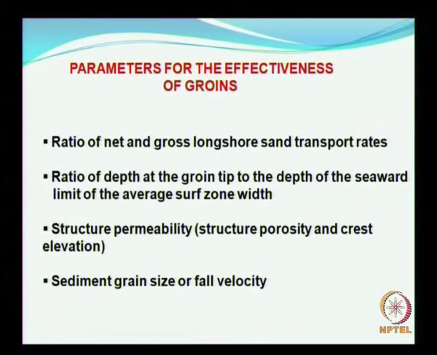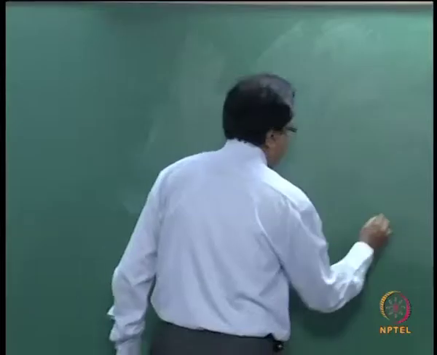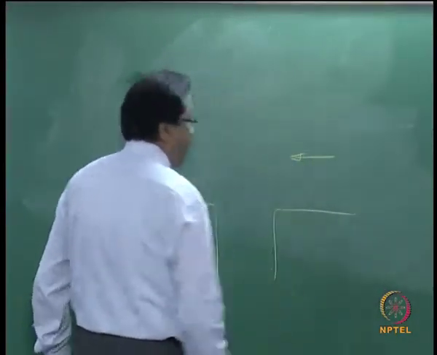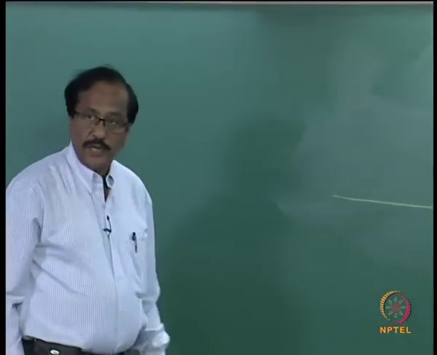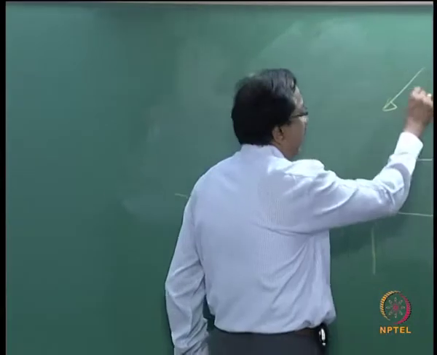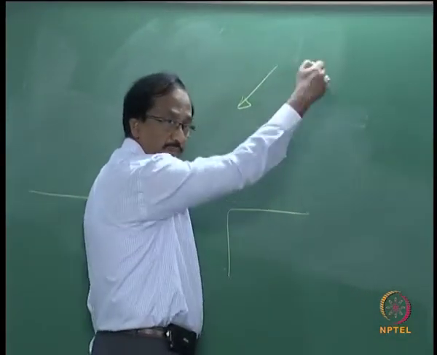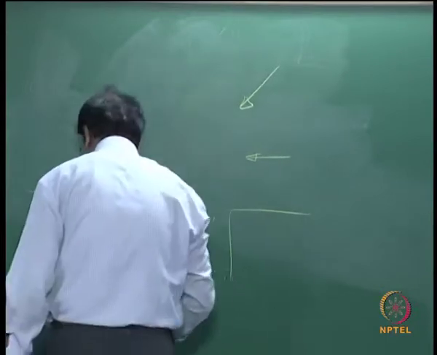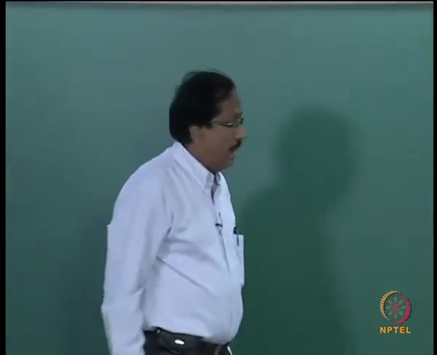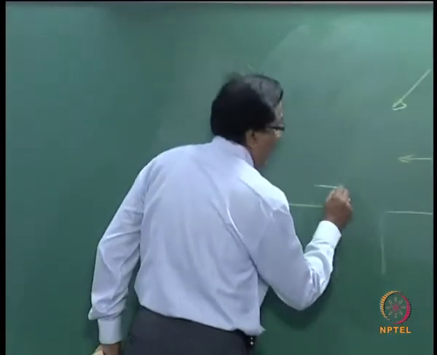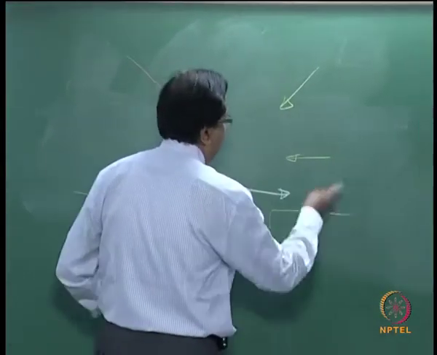Parameters for the effectiveness of groin: the ratio between net and gross sand transport. What is meant by net and gross? If you have an ocean, along a particular coast, the waves can be moving from this direction, the wave direction can be as shown, or it can be in this direction. Accordingly, there will be movement of sand either in this direction or in this direction.